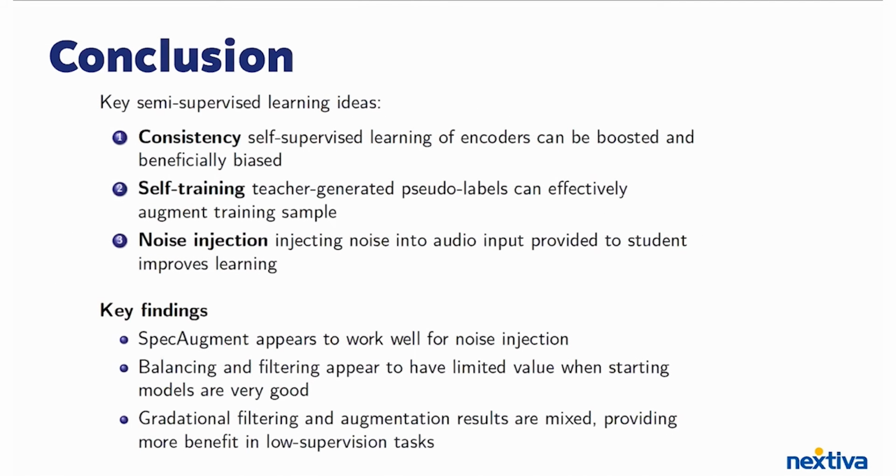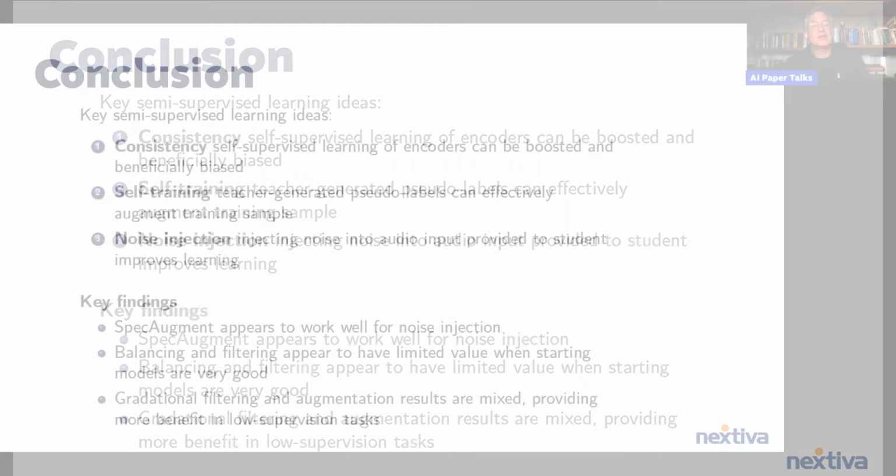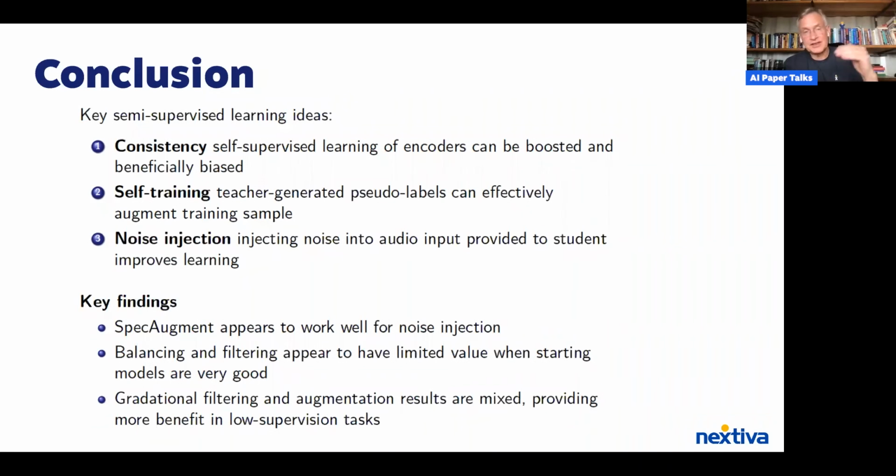Okay, so conclusion. First, we've seen a couple of core semi-supervised learning ideas that I want to reinforce here. The first is this notion of consistency, that self-supervised encoders can definitely be boosted just by providing unlabeled data. It's self-supervised. As long as you pump more data through those encoders, you're going to get more benefit.